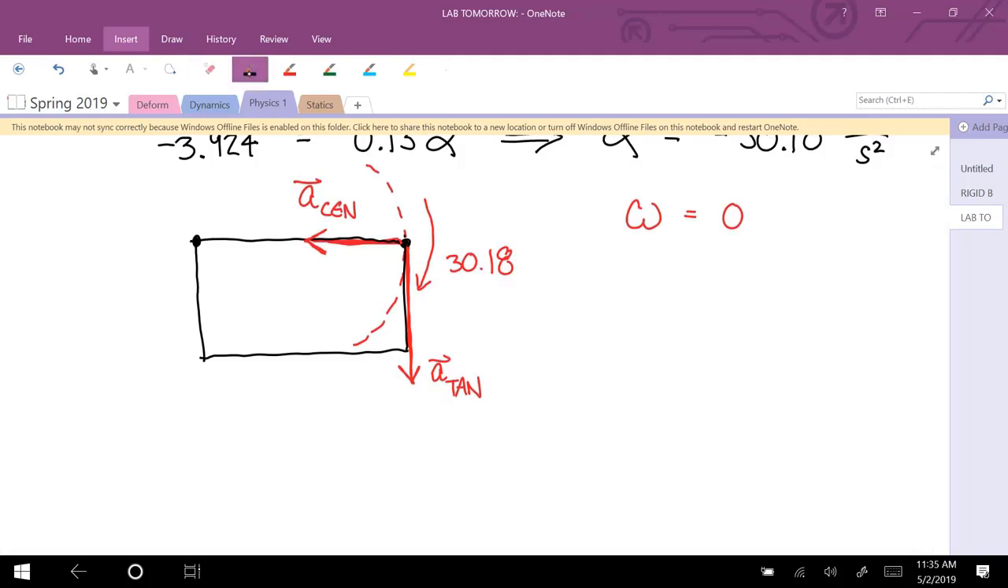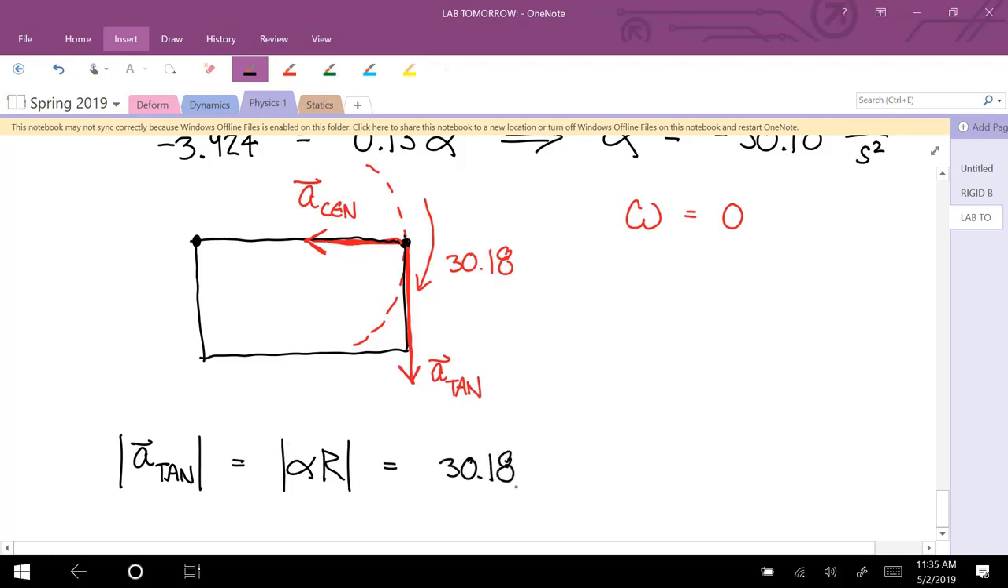So the magnitude of the tangential acceleration is the angular acceleration times the radius to the center of the circle. So that's 30.18 times that distance from the center of the circle to the point we want, which is 0.4. Can someone multiply that? 12.07 meters per second squared.